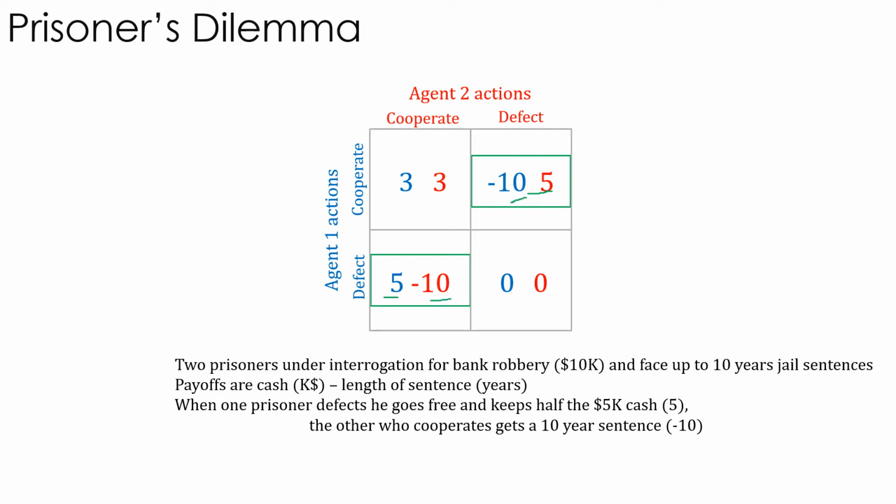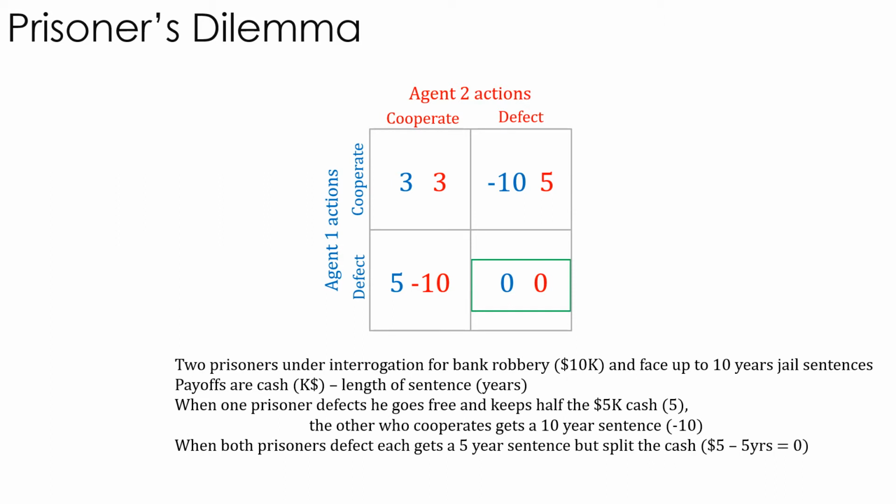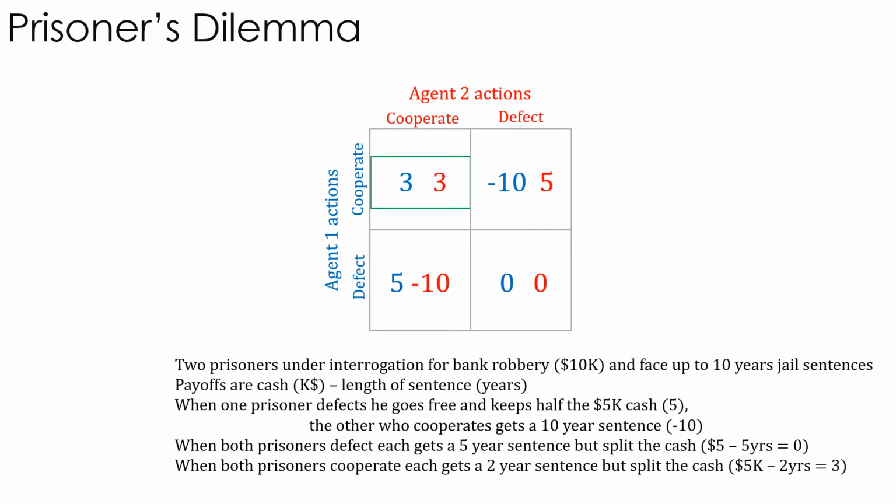When both prisoners defect, each gets a 5-year sentence but divides the cash into 5K each. So each player's or each agent's payoff is $5K minus 5 years, which is 0. When both prisoners cooperate, each gets a 2-year sentence but splits the cash into 2 equal halves, so each gets 5K. So the payoff is 5K minus 2 years, which is 3 and 3.